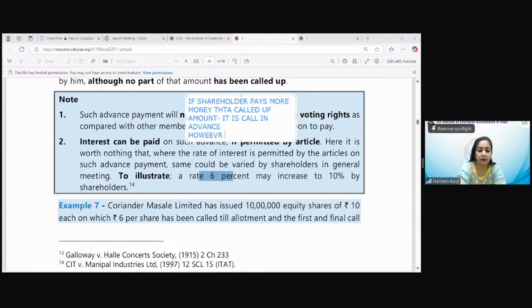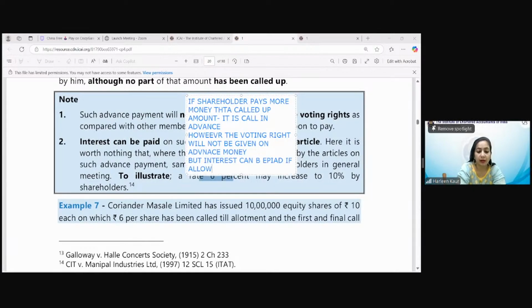However, will the voting rights be given or not be given on this advance? They will not be given on advance money, but interest can be paid if allowed in payment. Fair enough. So we have written a brief summary also.